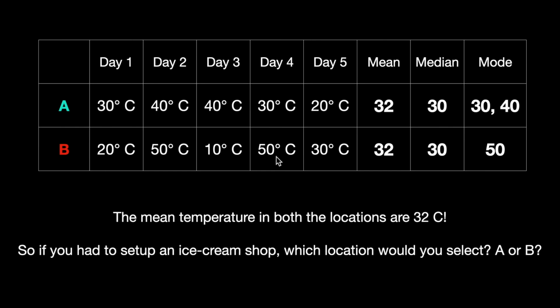Now, I want to ask you all a question. Let's say you're scouting these 2 locations to set up an ice cream shop. And given that based on your market research, you've understood that the higher the temperature in the region, the more ice creams you can sell. With no other factors taken into consideration, based on the statistics that you've collected just now, mean, median, mode, for each of these locations, which location would you select and why? Leave a comment down below and give us your reason.